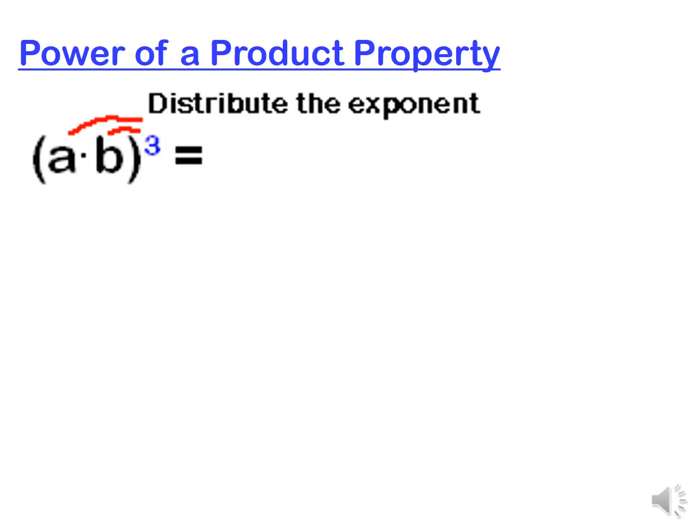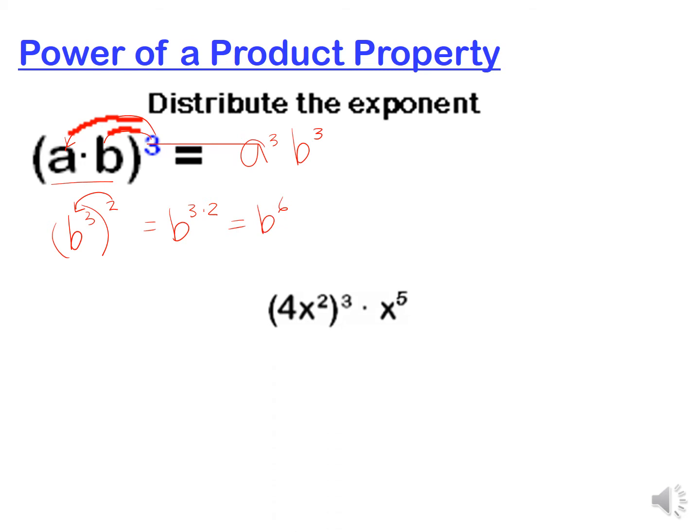This is an example of a power of a product. When you have a power in here, you're going to distribute the 3 to the b, and you're going to distribute the 3 to the a. So this becomes a cubed, b cubed, and now it's simplified. When you have a term inside and a term outside, you multiply those terms. So this would be b to the 3 times 2, which is b to the 6th.